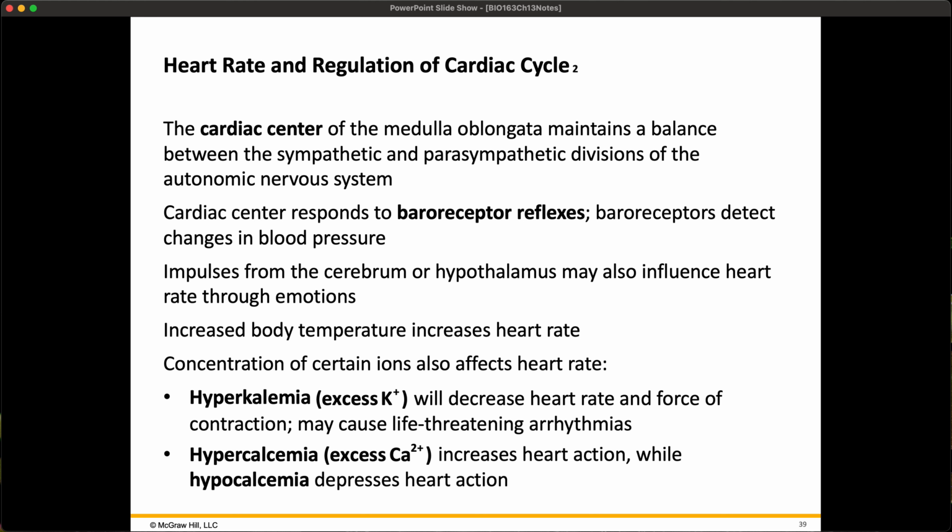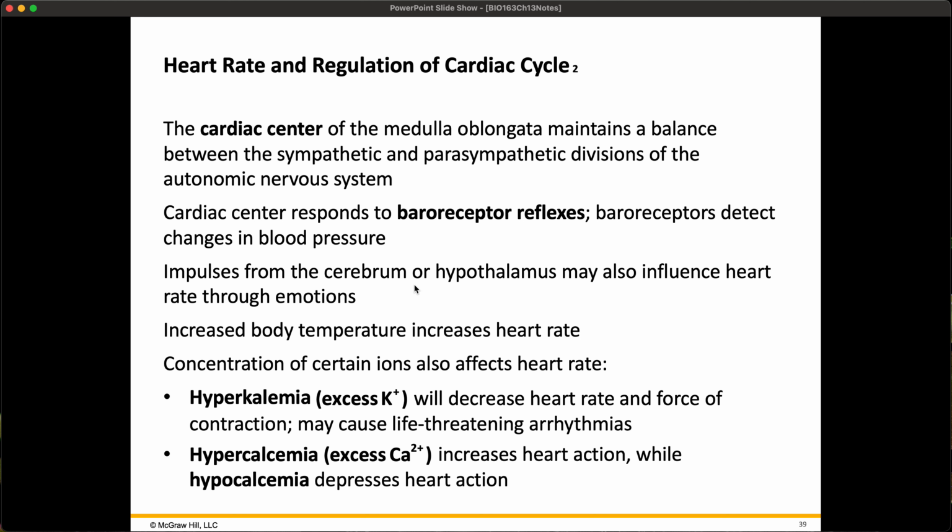And both of these help to maintain proper blood flow, blood pressure, cardiac output, all of that. The cardiac center is responding to what we call baroreceptor reflexes. A receptor, so this is a nervous system thing, a receptor, and baro refers to pressure, like a barometer. So a baroreceptor reflex detects changes in blood pressure in your vessels.